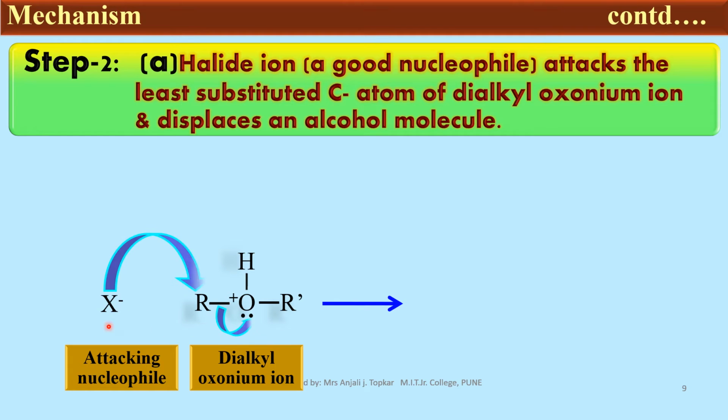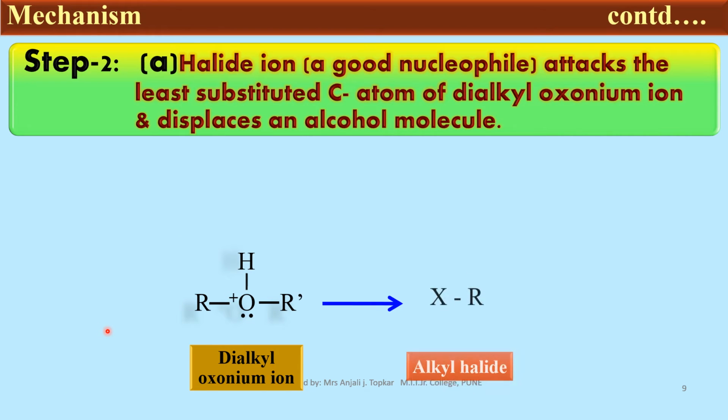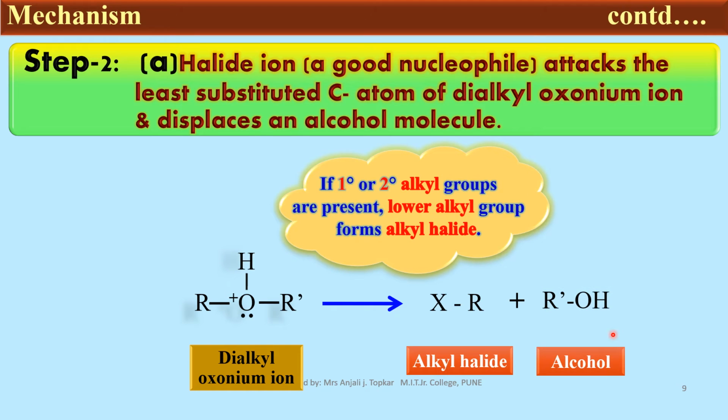If primary or secondary alkyl groups are present, then lower alkyl group forms alkyl halide. Attack of nucleophile and departure of alcohol molecule takes place simultaneously by SN2 mechanism.